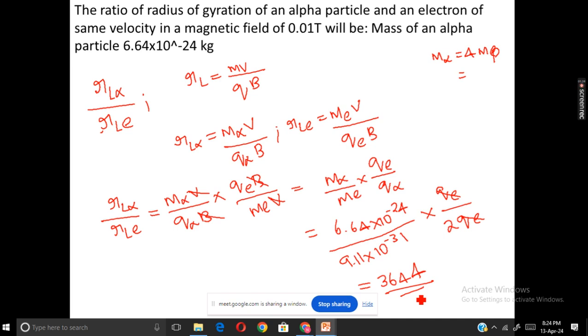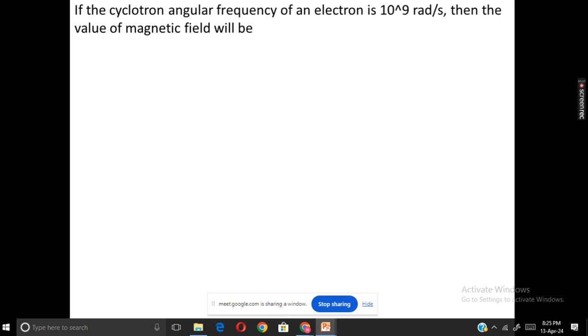So which basically means the radius of gyration of an alpha particle is nearly 4000 times the radius of gyration of an electron. So suppose if this is the radius of gyration of an alpha particle, RL alpha, the radius of gyration of an electron will be like this. The helical path that it will follow will be like this, RL. So that's what it basically means. So that's it. Next question.